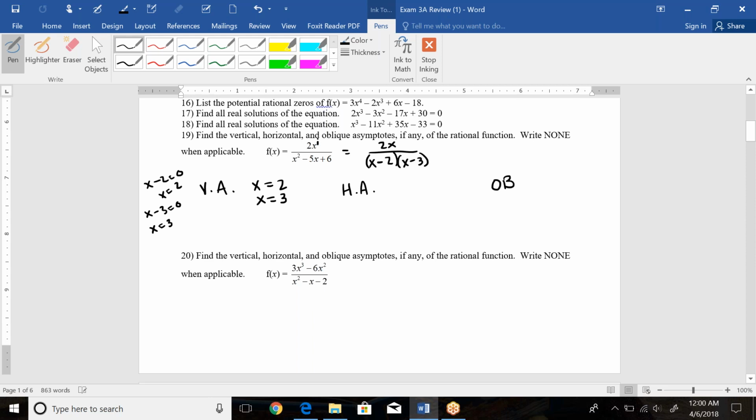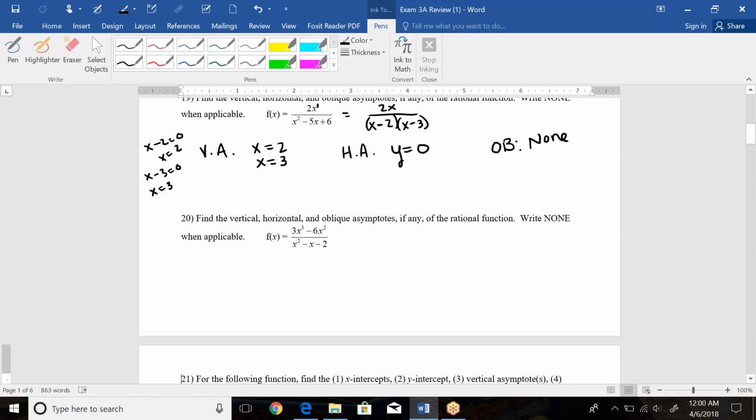If the top is a higher power than the bottom, it's not a horizontal asymptote, it's an oblique, and you need to do long division to find the equation. This is the case where the top power is smaller than the bottom. If you ask how many times x squared goes into 2x, the answer is 0, so y equals 0. That means we have none for obliques, since you cannot have oblique and horizontal at the same time. So that is the first one.